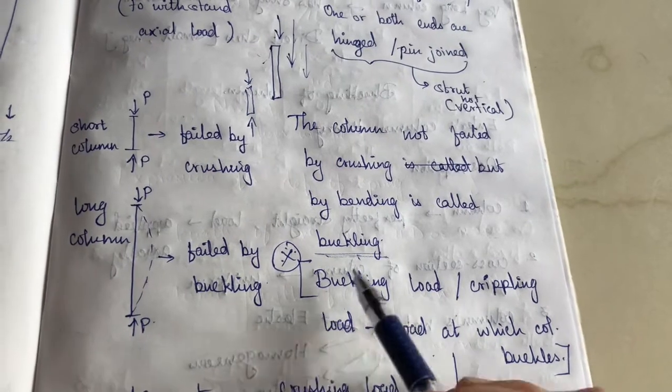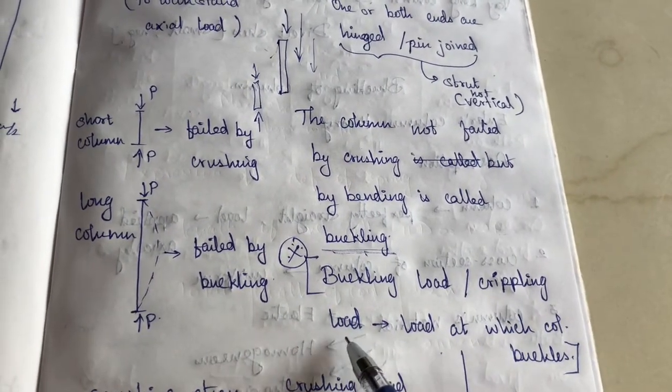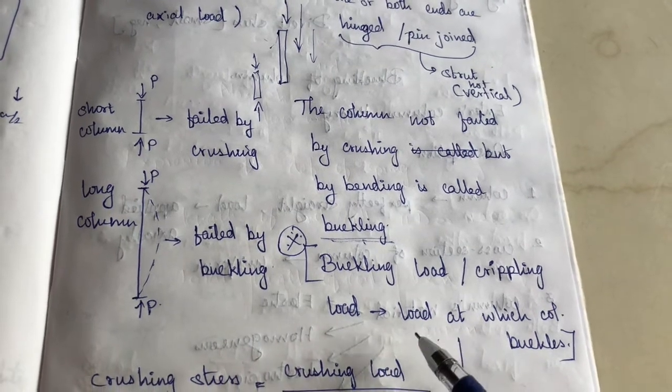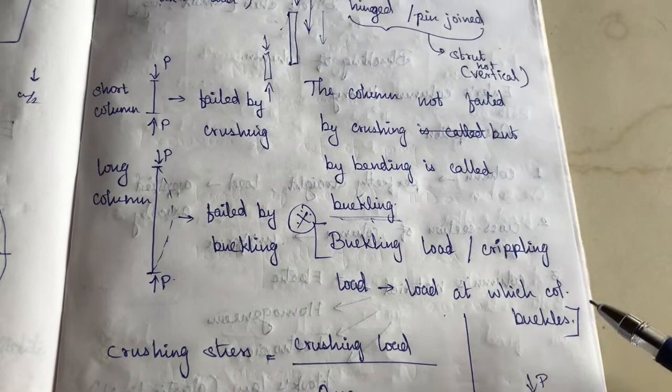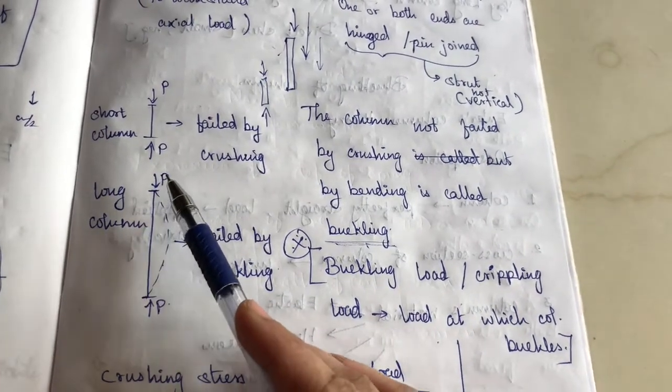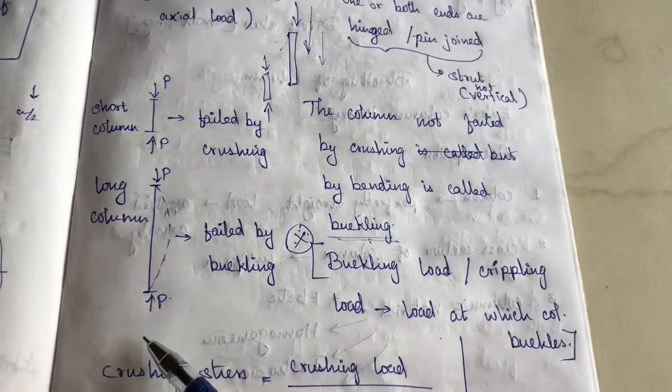Then what is buckling load? Buckling load is also called crippling load. So this is the load at which the column buckles. So this is called the buckling load. Due to this load the column starts to buckle.